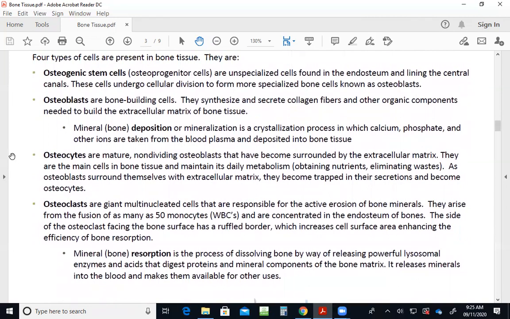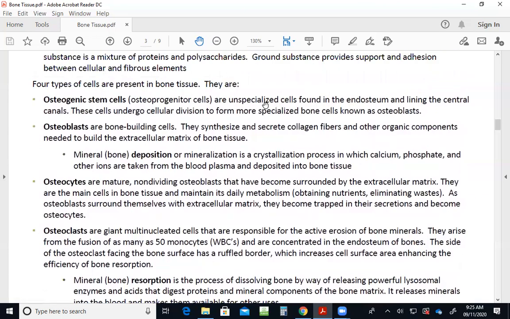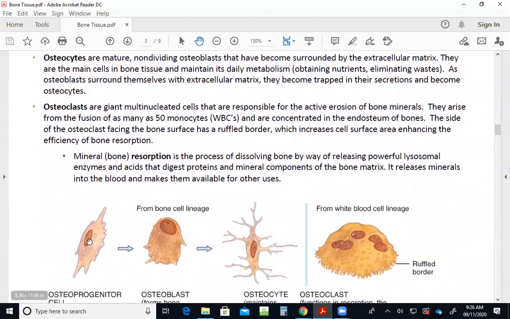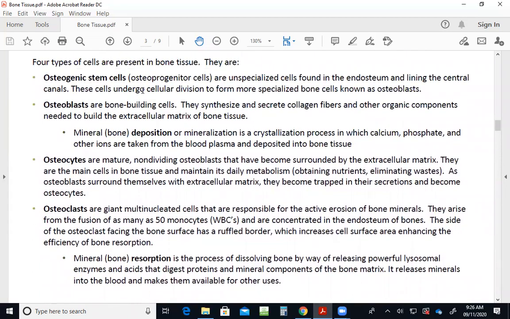She eats everything. Anyway, all right, let's talk about the cells in our bone tissue, starting with osteogenic stem cells, or as they're listed down here, osteoprogenitor cells, which are described as unspecialized cells found in the endosteum, which we just described as the inner lining of our medullary cavity. And then we'll talk about what central canals are here on the next page. But as you can see here in our picture at the bottom, there's an arrow pointing from them to the next cells, osteoblasts. And that's because these are the ones that undergo cell division and become the osteoblasts.